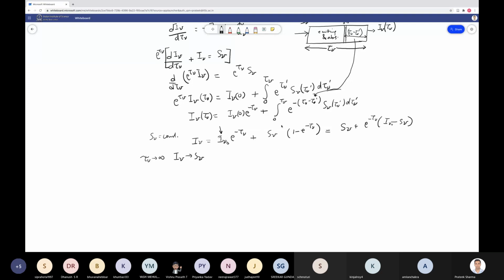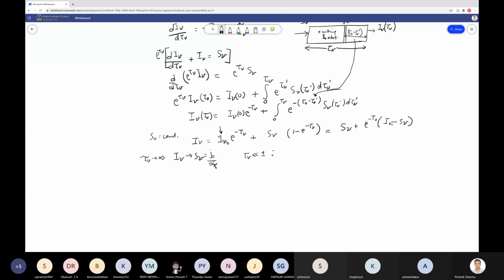Now we can actually look at a few limits. When tau nu is much less than 1, so let's see. But sir, S nu is indirectly dependent on alpha, means it's a ratio, J nu by alpha. Right. S nu is actually that, but S nu is also this, right?